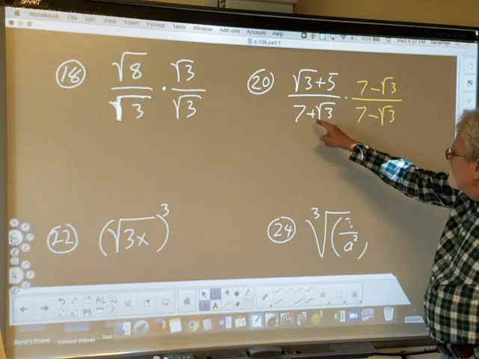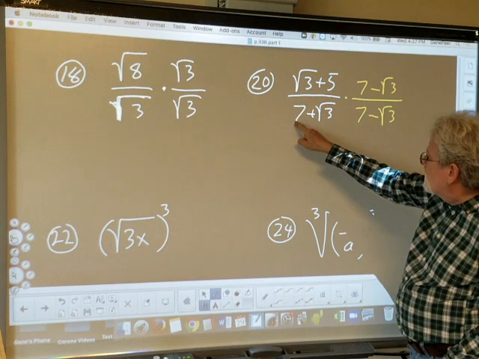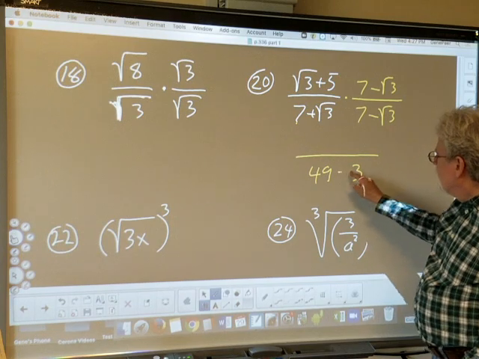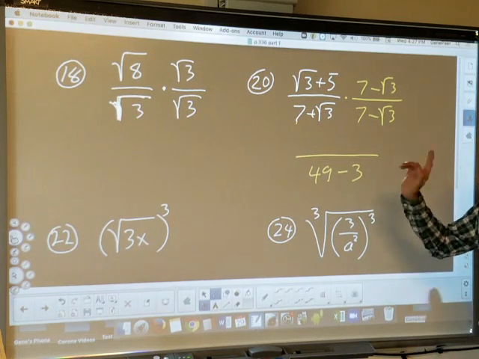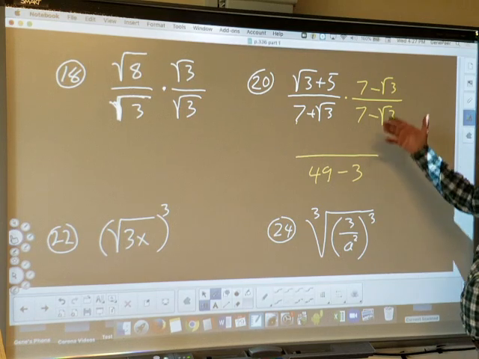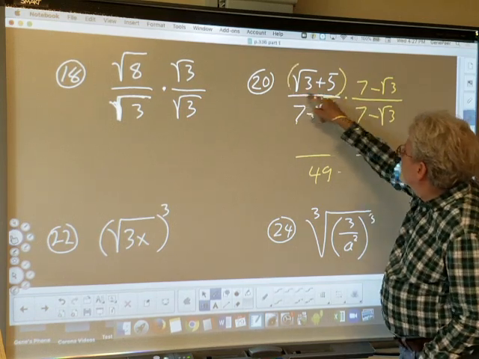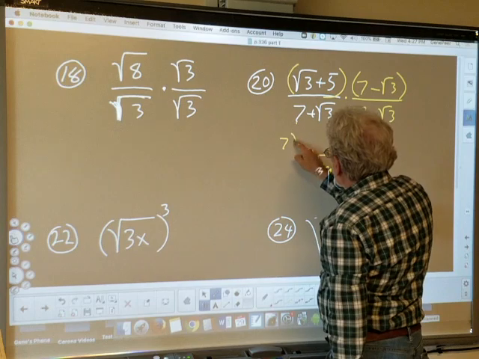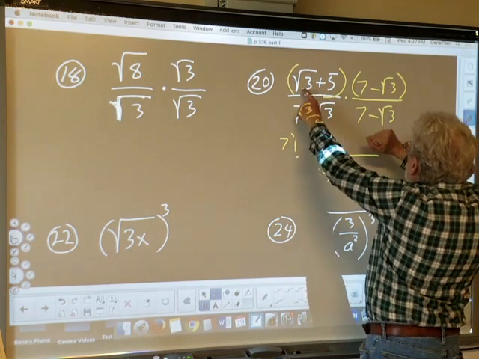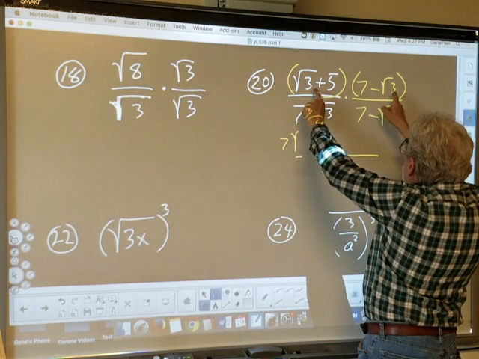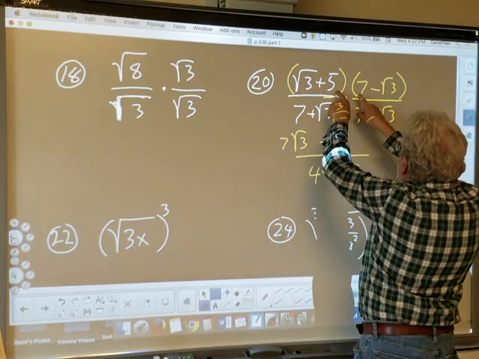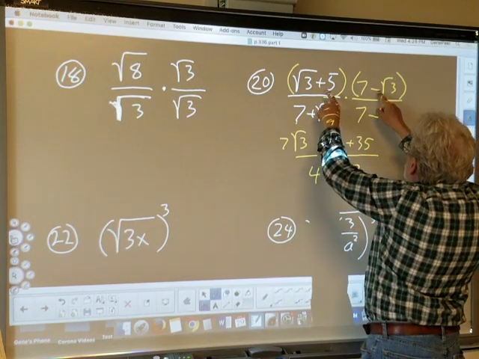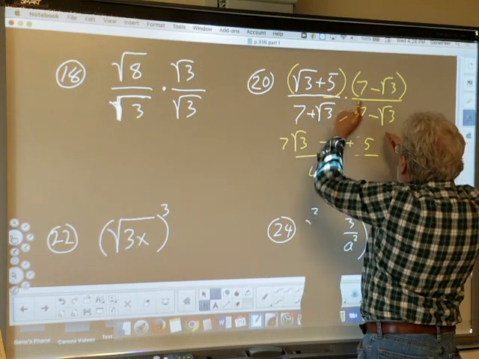Now, this is kind of nice because anytime you're multiplying conjugates, all you have to do is square this guy, and put a minus in between. Why a minus? Because these are not imaginary numbers. Numerator, you're going to have to just FOIL it out. Firsts, 7 square root of 3. Outers, square root of 3 times negative square root of 3 is a minus 3. Inners, 35. Yes, we'll be combining those. And lasts, minus 5 square root of 3.